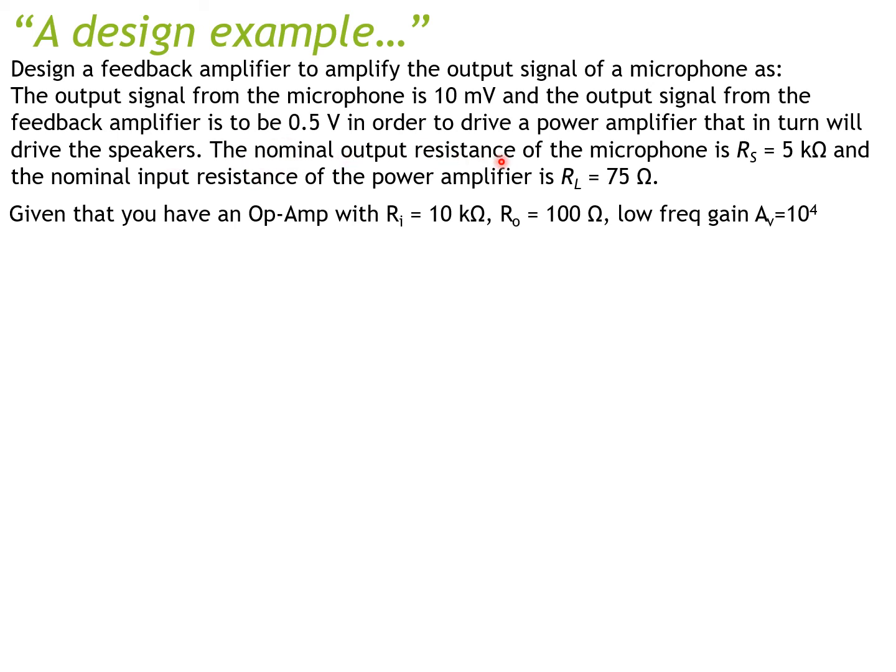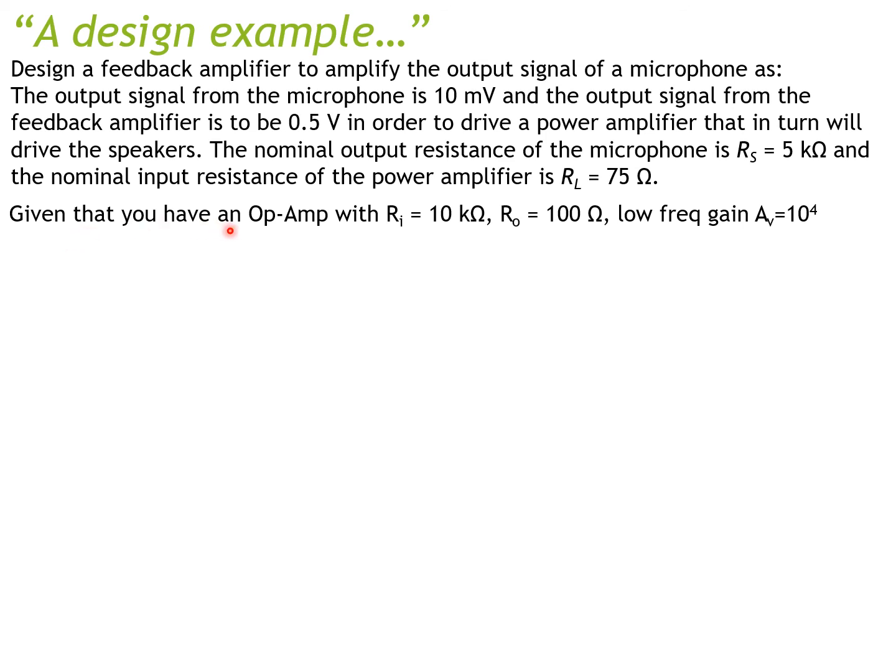The nominal output resistance of the microphone is Rs equal to 5 kilo ohms. So this means your source resistance is going to be 5 kilo ohms. The nominal input resistance of the power amplifier is going to be 75 ohms. So this is going to be your load resistance, because you connect this feedback amplifier to a power amplifier.